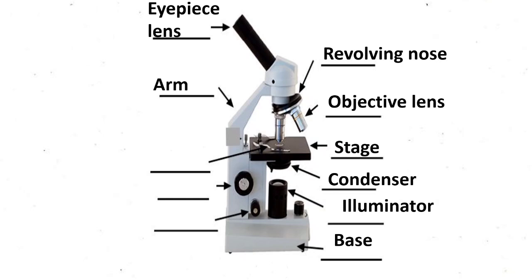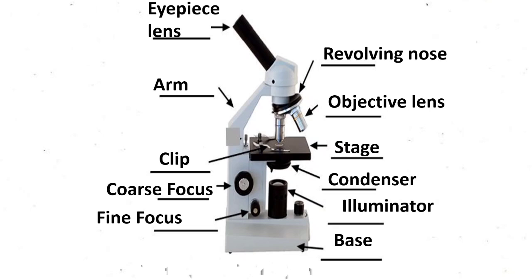That's the arm. We have the clip. I hope you can see clearly. We have the coarse focus, and we have the fine focus. We can call it coarse adjustment knob, or we can also call it fine adjustment knob. So take a look at this. That's the major parts of a microscope. So in the next slide, we'll be looking at their functions one after the other. All right.